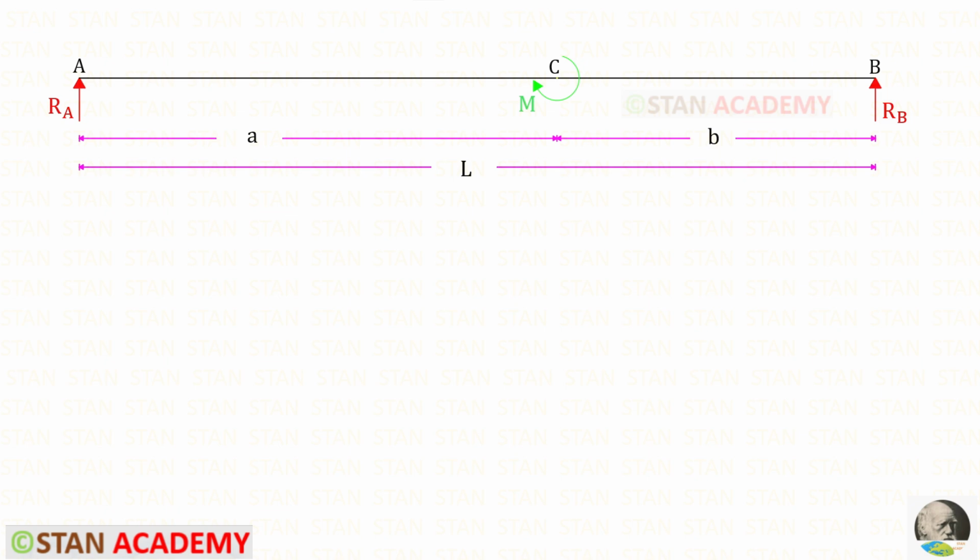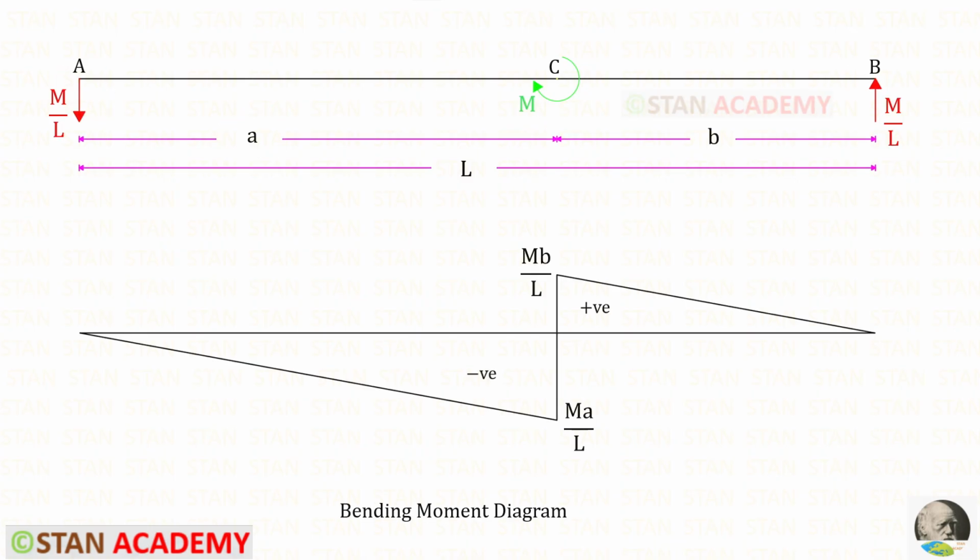Hello everyone. Today in this video we are going to derive the expressions for slope and deflection using the conjugate beam method. In this beam there is a clockwise concentrated moment M which acts at a distance of a from the left support. This beam we have already analyzed for shear force and bending moment.